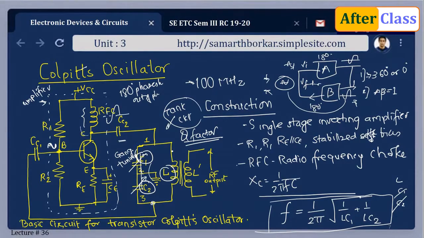So as the tuning is varied, why do we need to do the tuning? Tuning in simple words means changing the value of F, that is frequency. As the tuning is varied, the values of both capacitors vary simultaneously and the ratio of the two capacitances remains the same. Fine. So this was all about the construction. Now let us try to understand the working of it.